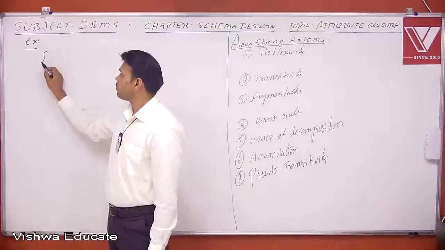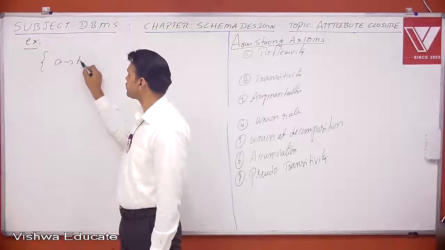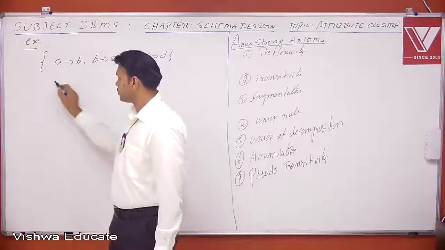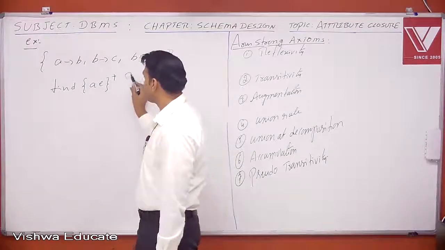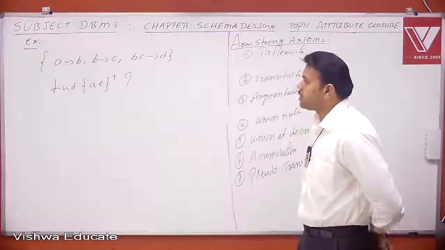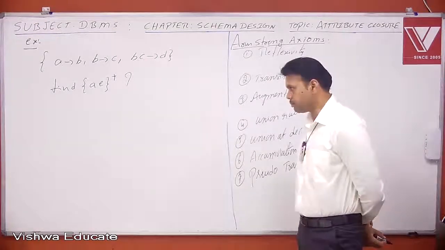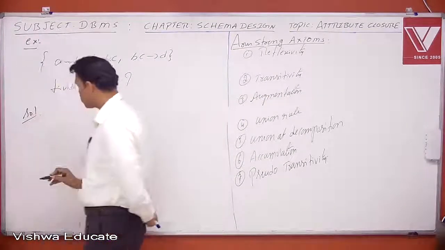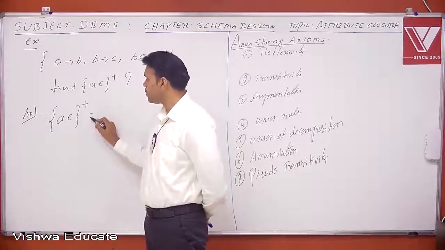Okay. So therefore I am giving you valid functional dependencies now. This is the question. So what is the question? Some functional dependencies are given: A to B, B to C and BC to D. He is asking to find the closure of AE. So he is asking you to compute closure of AE. So I am computing AE closure.